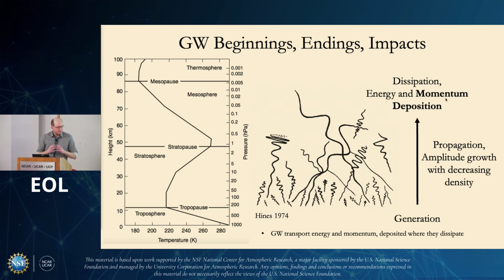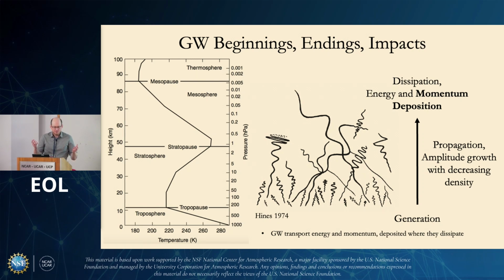But we generally consider the sources to be in the troposphere, and from there, we're interested in when they propagate upward. When they propagate upward, in order to conserve, say, for example, momentum, as density decreases, amplitude has to grow. So as you see in this cartoon, waves are going up, and as they go up, they grow in amplitude with decreasing density. Then aloft, they eventually have to break.